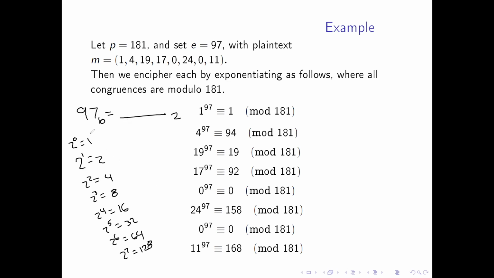So 97, I need at least 8 spots, since I'm going to need powers up through 2 to the 7th. But since I'm doing 97, it's going to take 64. So I have 64. I can't add 32, so the next one would be a 0. There's no 32. But 64 plus 16, so I'm going to use one of these and one of these. Those combine to give me 80. Okay, so now I have to come up with 16 more.